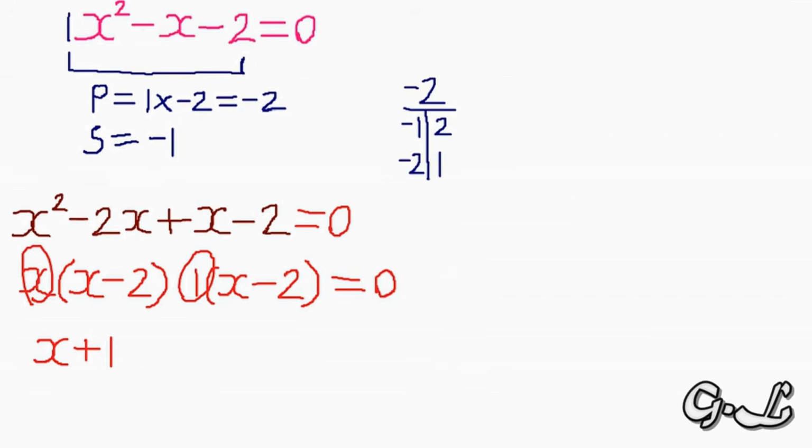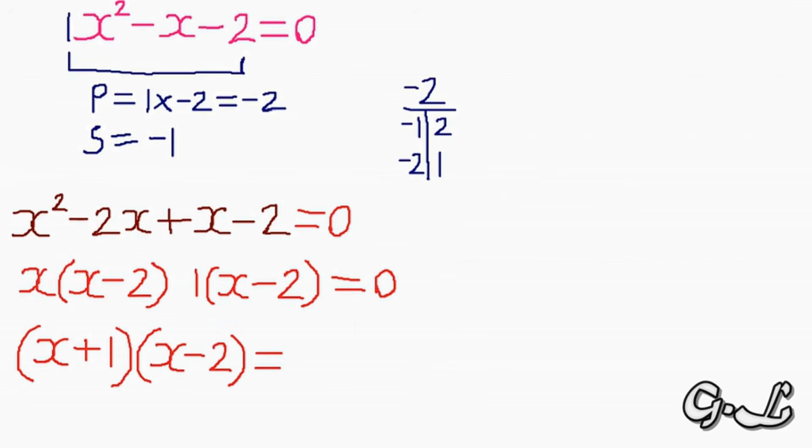So we're going to get those which are outside the brackets. We have positive x and positive 1. We put them in brackets like that. And then we also get x minus 2 and put it in brackets just as it is, and that is equal to 0.